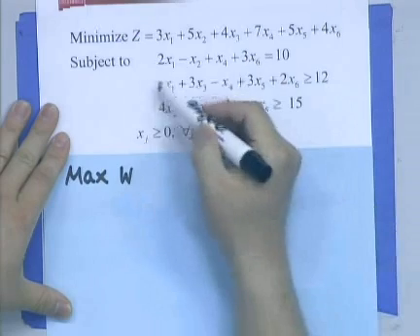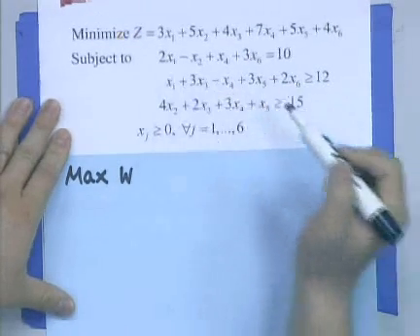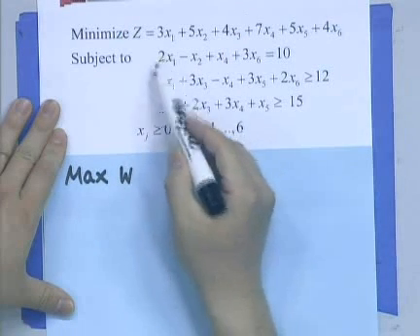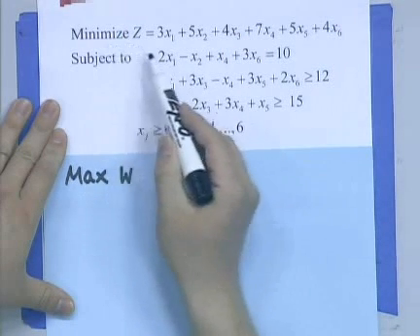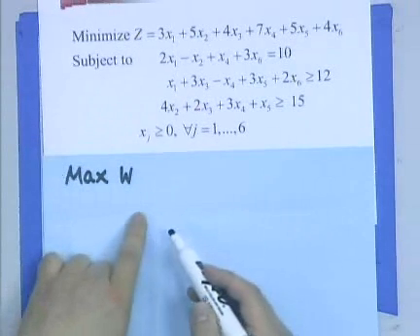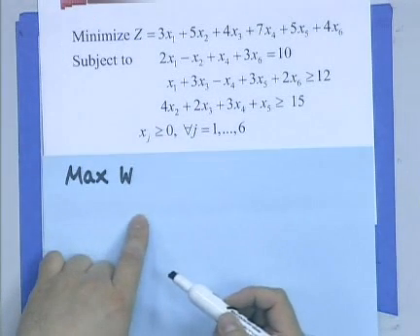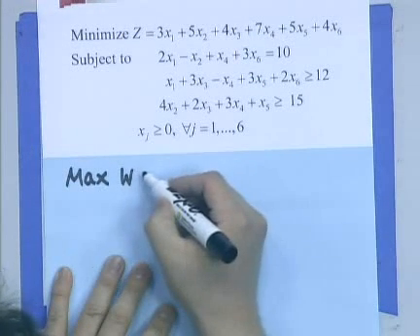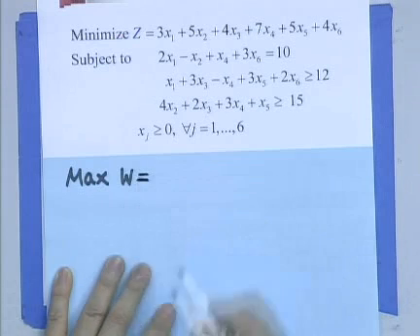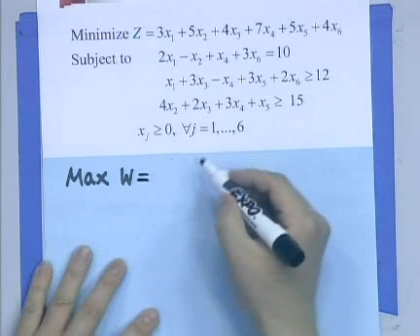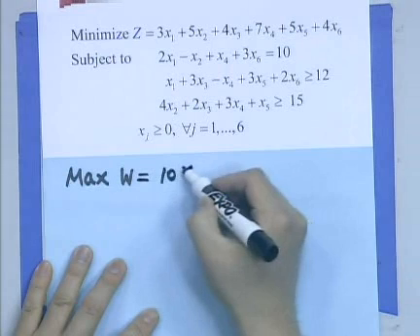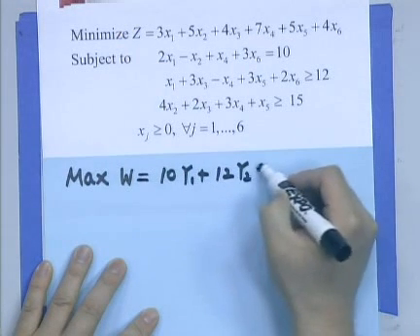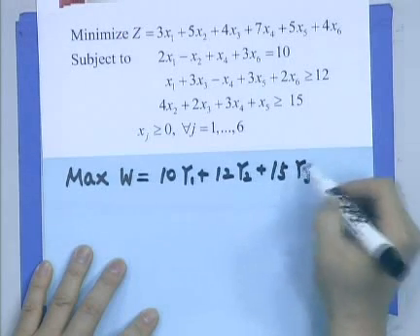And the constraint coefficient matrix from the minimization problem, its transpose, becomes the constraint coefficient matrix for the maximization problem. Okay? So let's use y as the decision variable. So 10 y1, 12 y2, 15 y3, right?